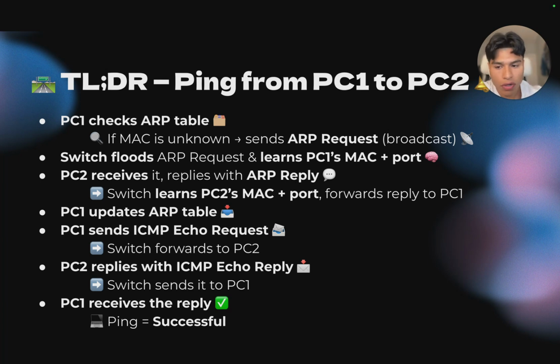PC1 will update its ARP table. It's going to send the echo request to the switch, and the switch will forward it to PC2. PC2 is going to reply with the ICMP echo reply, and then it'll send it through the switch to PC1, and PC1 will receive the reply, and the ping is successful, right?